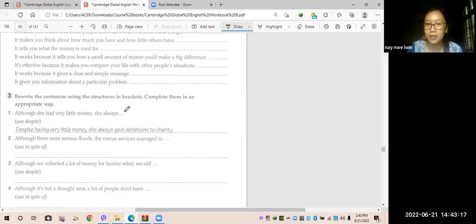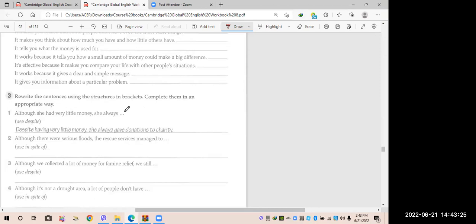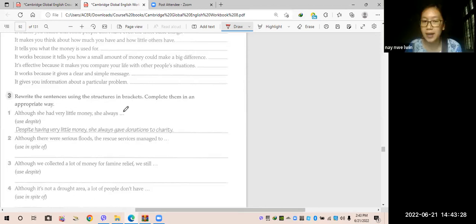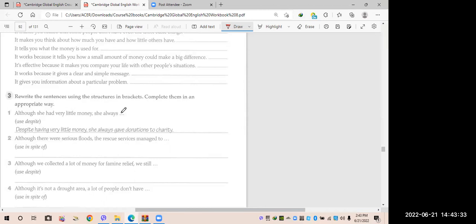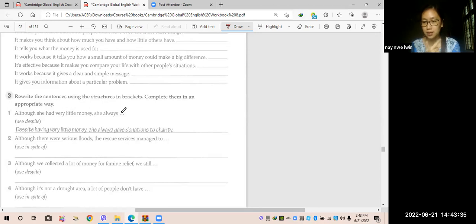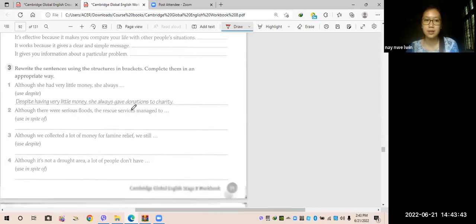So do you still remember the pattern of using despite and in spite of? Which follows after despite and in spite of? It is verb-ing. Noun phrase, yes, noun phrase and verb-ing, and there's also pronoun. Okay, so continue the sentences in an appropriate way. As you may have different sentences, I'll ask you one by one when you finish, okay? So do it on the screen.